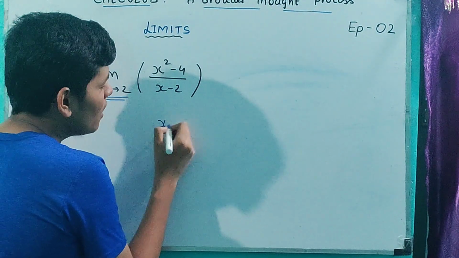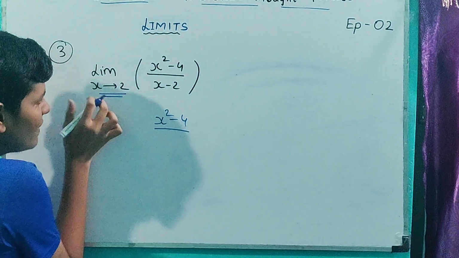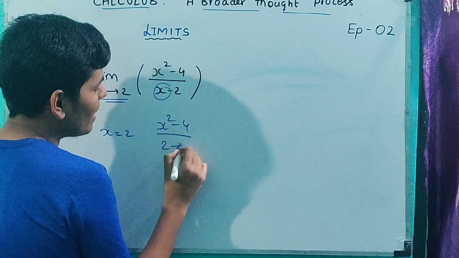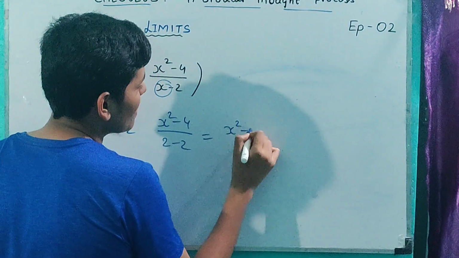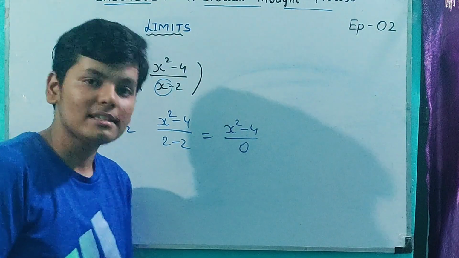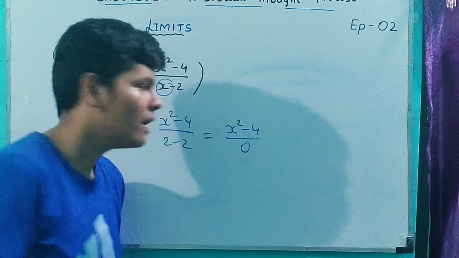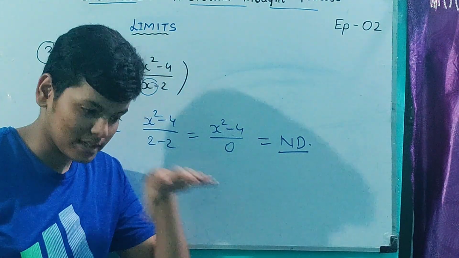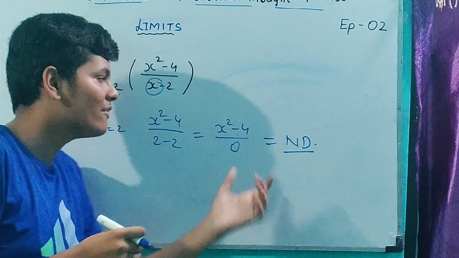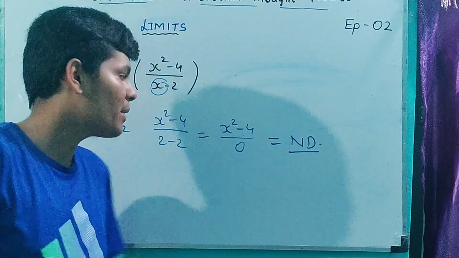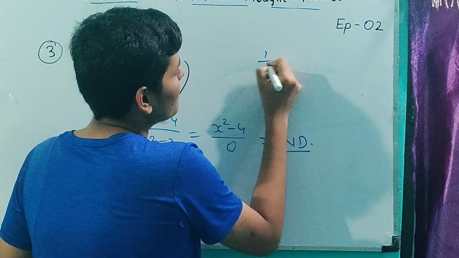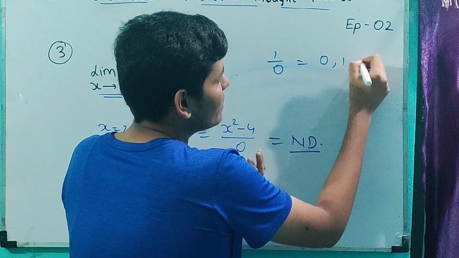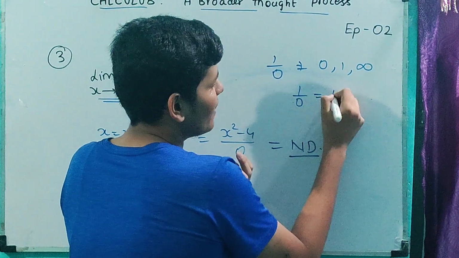Forget the numerator. X square minus 4 by, if we take the value of x is equals to 2, then x minus 2 becomes 2 minus 2, which becomes x square minus 4 by 0. And this is nothing but anything divided by 0. And we know that this is not defined. So in the concept of limits, we are going to understand why anything by 0 is not defined. Because we know that if you take a value 1 by 0, this is not said to be 0, this is not said to be 1, this is not said to be infinity. It is said to be not defined.